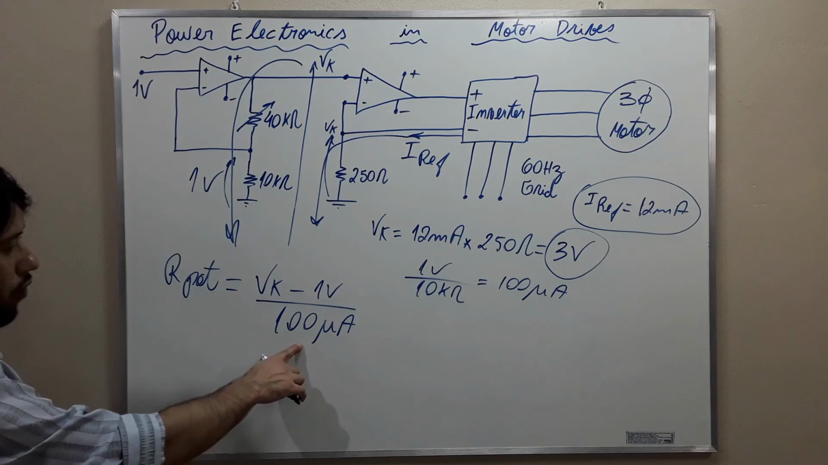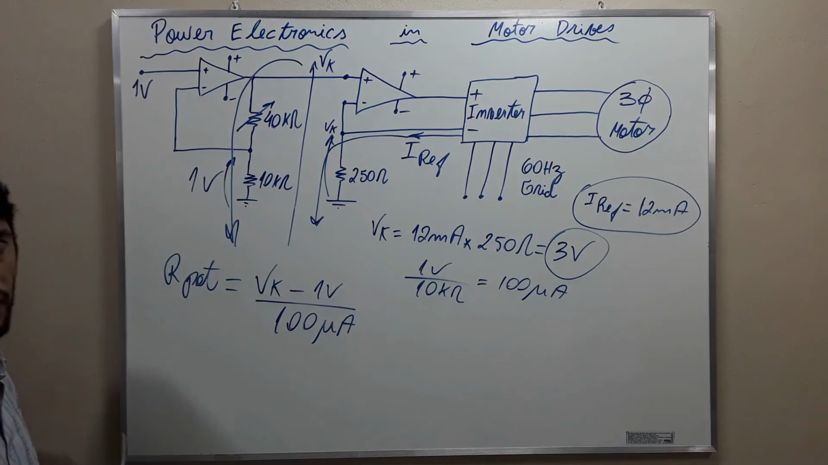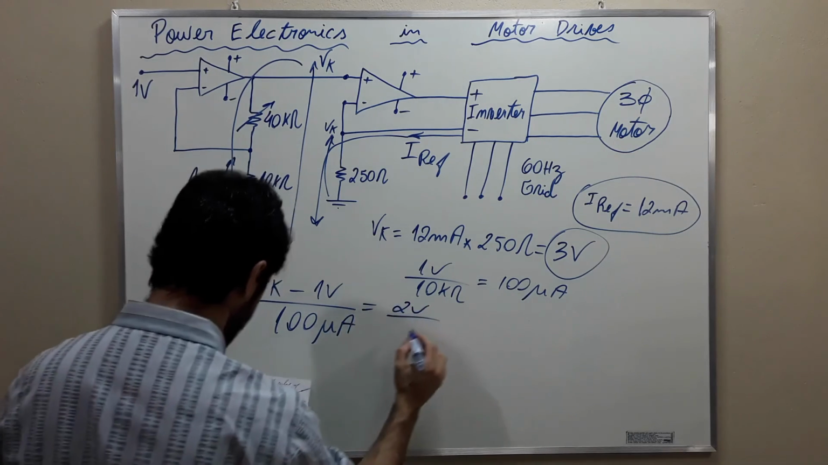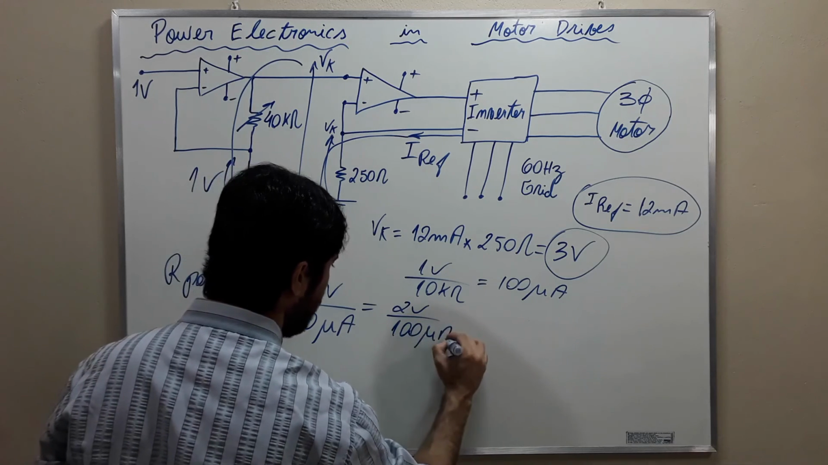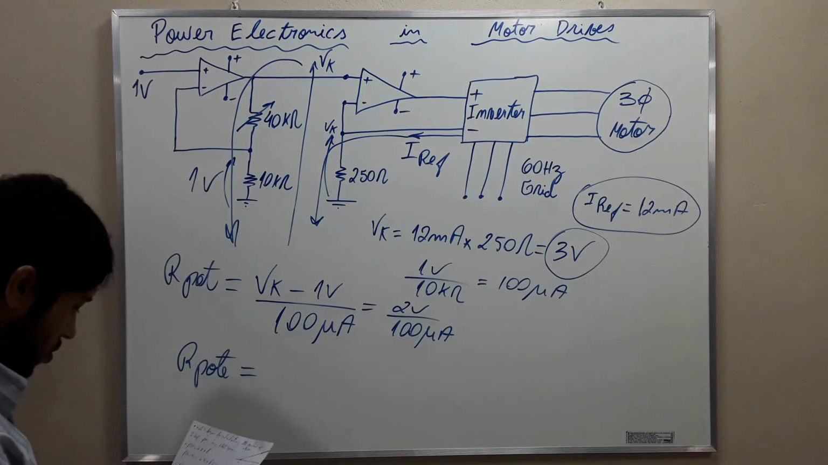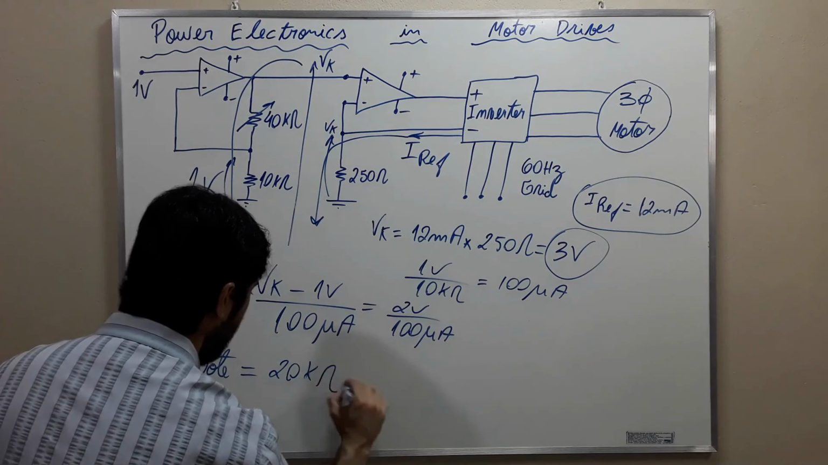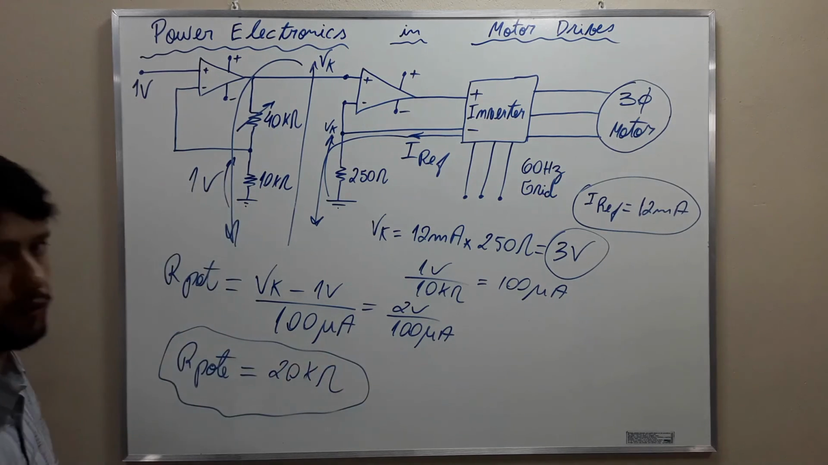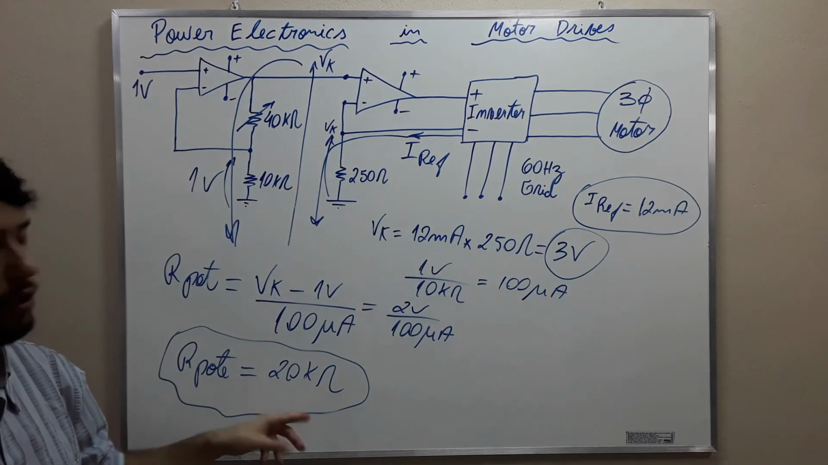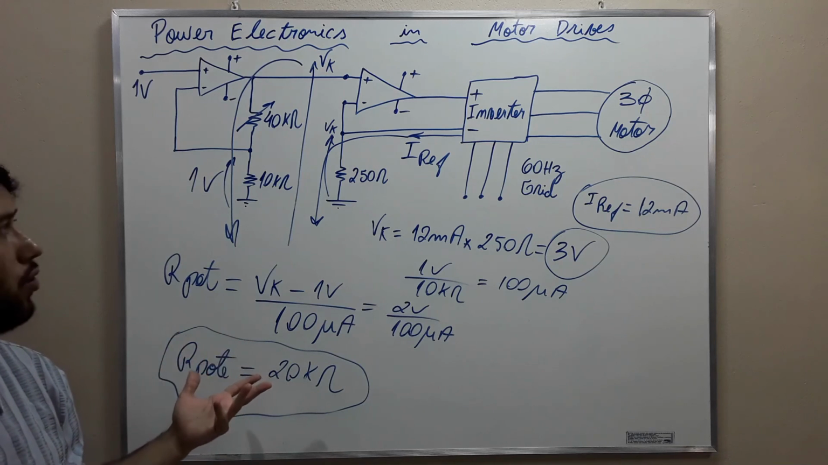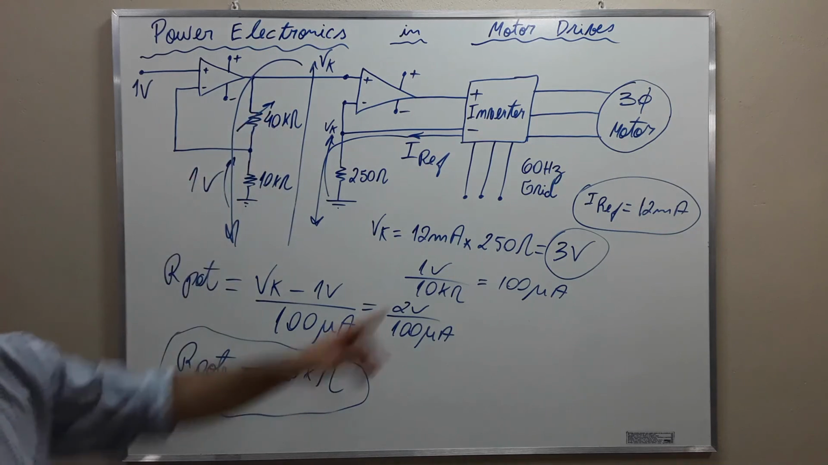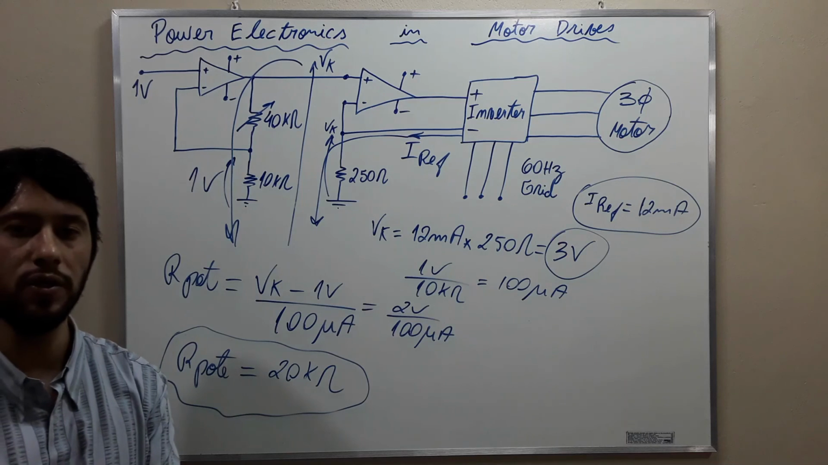And then, if you discover that the current that's going to pass here is 100 microamperes, you can get that it is going to be equal to 2 volts divided by 100 microamperes. Okay, so the resistance of the potentiometer is going to then be equal to 20 kilo ohms. Okay, so this is our final response. You are going to adjust the potentiometer to this resistance. Okay, you can do it automatically using SCADA systems, or you can adjust it by hand, and then the motor is going to behave in accordance with what you want it to behave.